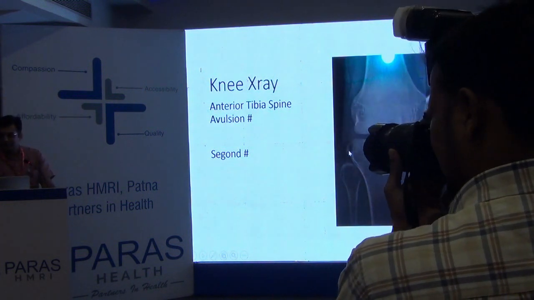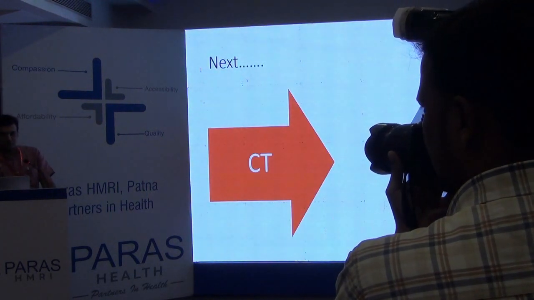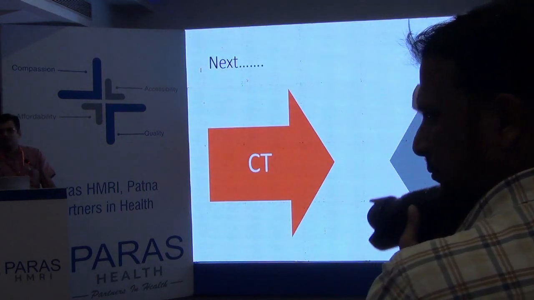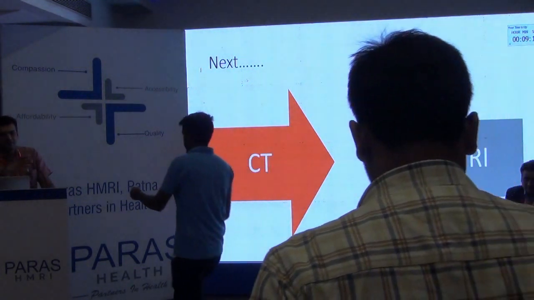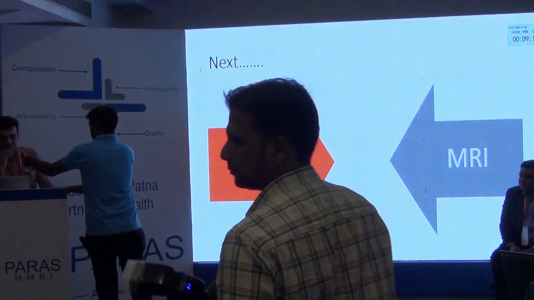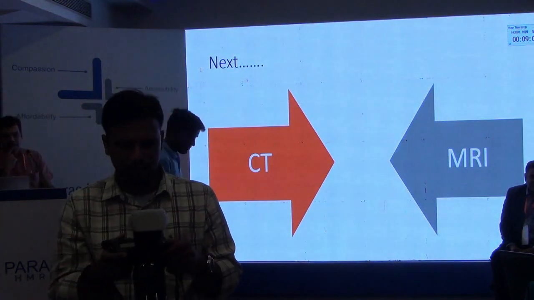Following routine radiograph, the patient was having a tibial spine avulsion fracture. So coming to the next, I just want to ask the audience, should we go for a CT or MRI, or both? Manish sir, what's your opinion? Should we go for a CT directly, or just CT or MRI, or both?